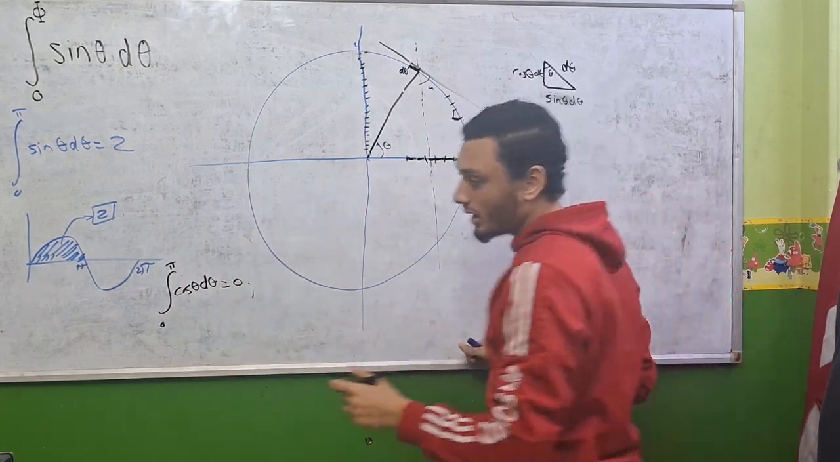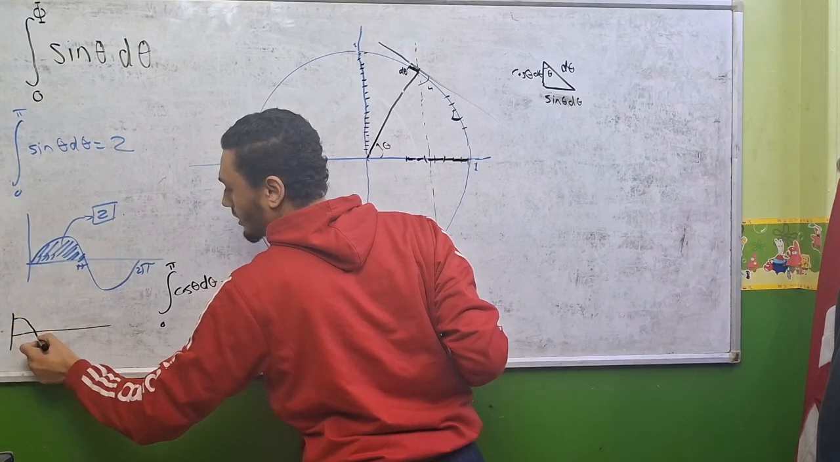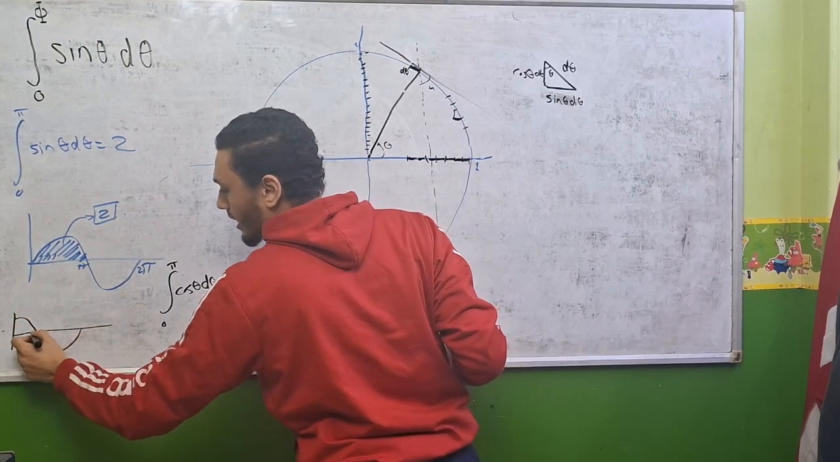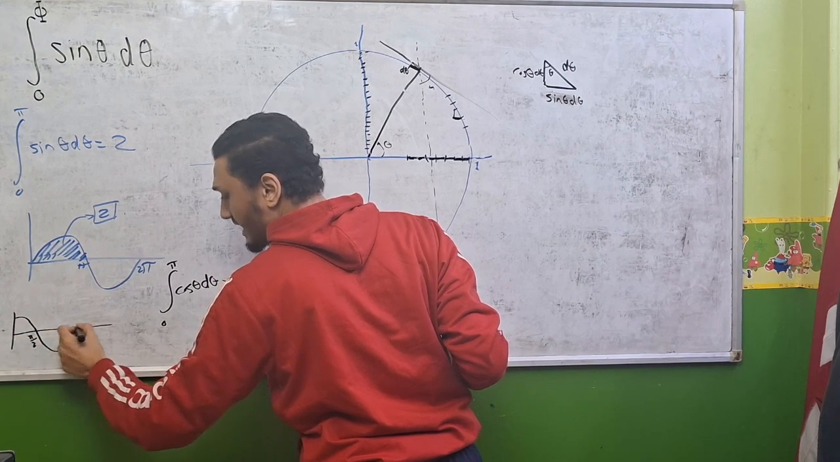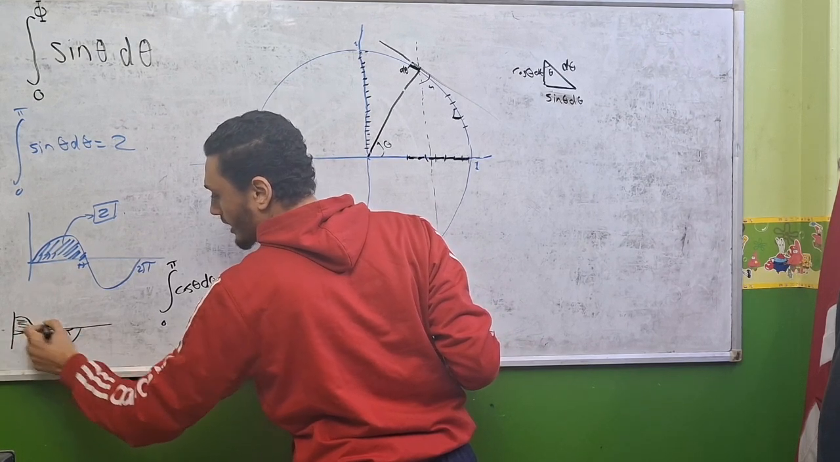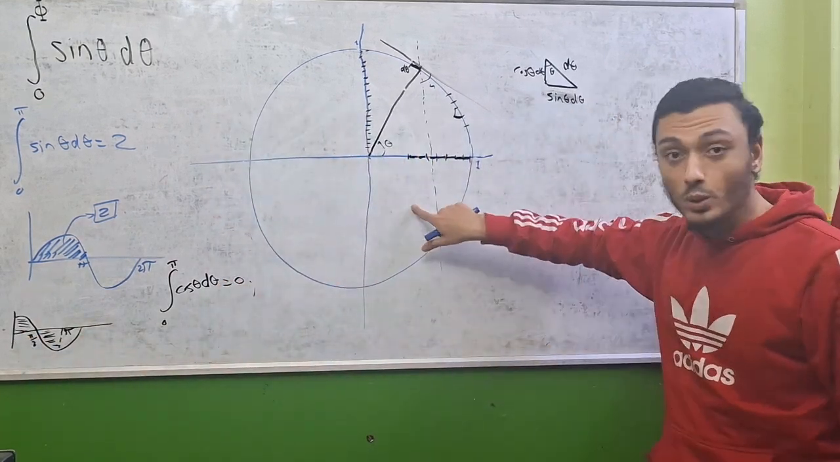I'm not sure. I'll see now with you. Drawing the cosine function like this, I know this is pi over 2 and this is pi, and yes, this area is equal to this area, so they cancel out. So it's working.